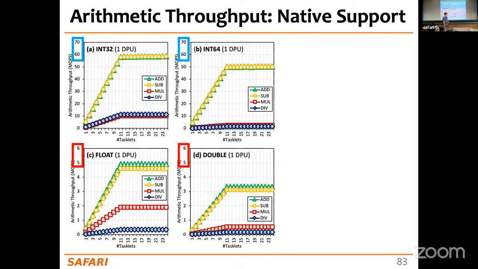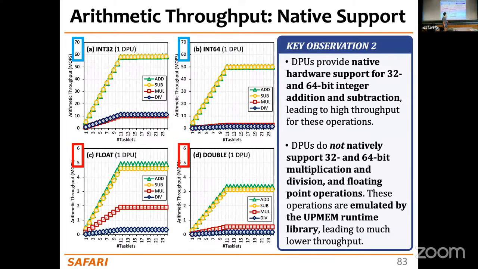And there are also significant performance differences between integers and floating point numbers. You can see that the difference is basically one order of magnitude. Again, the reason is the same. Floating point computations are not natively supported by this hardware. What it has is integer ALUs. So floating point computations are also emulated.